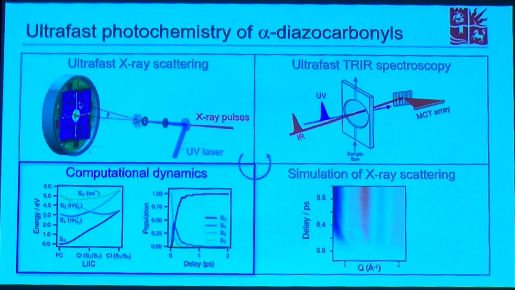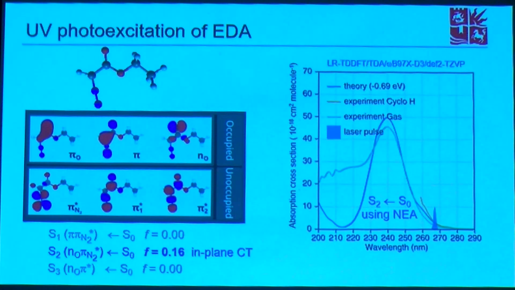All right, so then we turn to computational methods to try to understand what's going on. So we treat the photoexcitation of the EDA using electronic structure calculations. These are the plots of the occupied and unoccupied frontier orbitals in the system, and the dominant absorption in the UV for this species is from this non-bonding type orbital localized largely on the oxygen atom into this antibonding pi star orbital localized in plane on the N2 part of the diazo compound. So that gives rise to the strong absorption band in the UV spectrum.